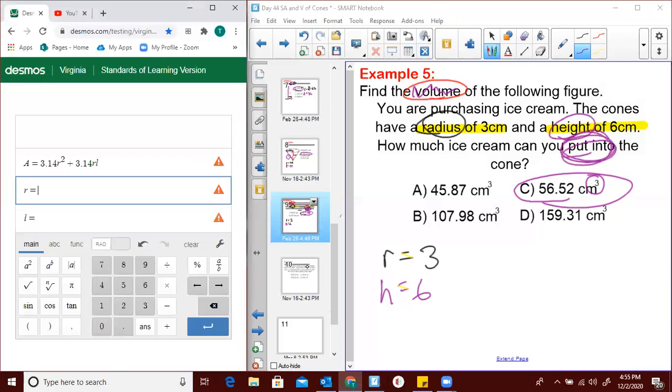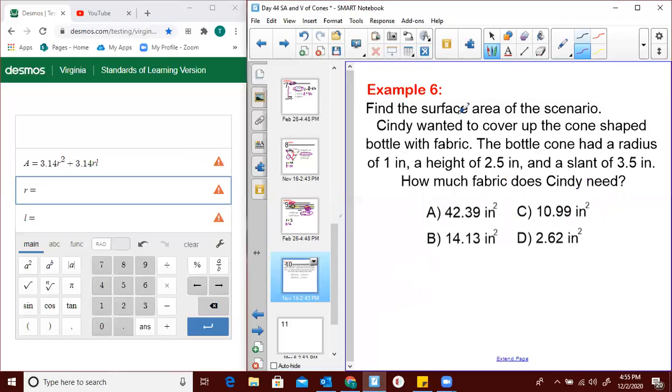All right, and last, we are looking for our surface area. So again, with the old highlighter, we're going to see that Cindy wants to cover up the cone-shaped bottle with fabric. The bottle has a radius, nice, of 1 inch, a height, nice, of 2.5 inches, and a slant of 3.5 inches. How much fabric does Cindy need? Well, we know when we're looking for surface area, we're looking for our radius. Oops, trying to be consistent. Radius. And our slant, or our length, our L.